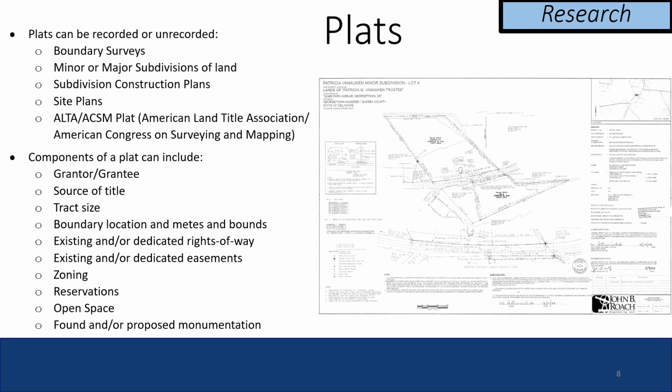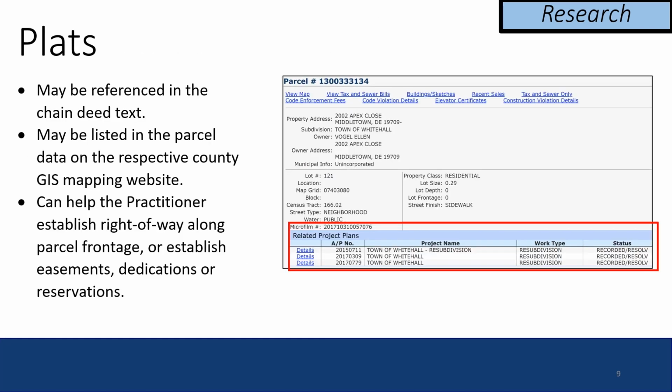The practitioner should contact the engineer or surveyor of record and try to obtain a copy of the unrecorded plat. The plat may be referenced in the chain of deed text. Other times, it may be listed in the parcel data on the respective county GIS mapping website. Each recorded plat for a parcel should be reviewed to help the practitioner establish the existing right-of-way along the parcel frontage. Also, any easements, dedications, or reservations should be included in the right-of-way design file.